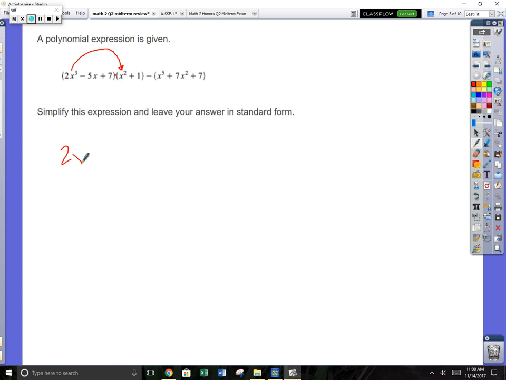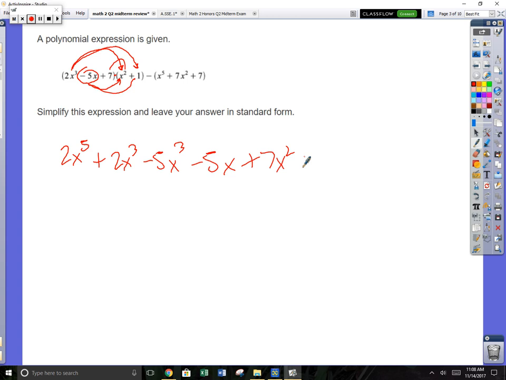And you're going to get 2x to the fifth. Then you times this to 1, which is just 2x cubed. Now you got to take the negative 5x, and you have to take the minus with it. So negative 5x times x squared is just a negative 5x cubed. Negative 5x to the 1 is negative 5x. And then let's take the 7 to both. 7 to the x squared is going to be 7x squared. 7 to the 1 is going to be 7.